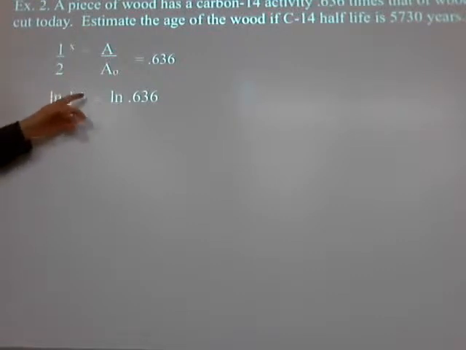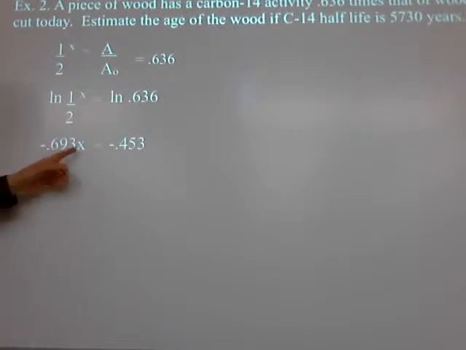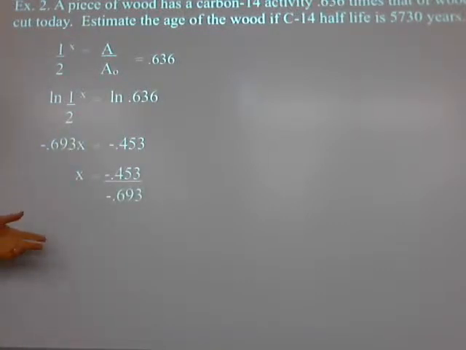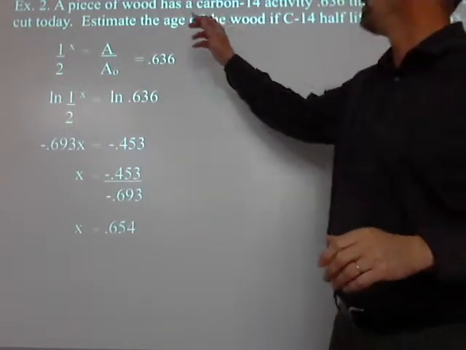The natural log of 1/2 to the x equals the natural log of 0.636. If you type into your calculator the natural log of 0.5, you get negative 0.693. You type in the natural log of 0.636, you get negative 0.453. X, that's easy, right? What does x equal? Divide them. Everybody see what I did there? X equals 0.654. Now you say, well, that's not my answer. No, it's not, but it pretty much is telling me what my answer is going to be.